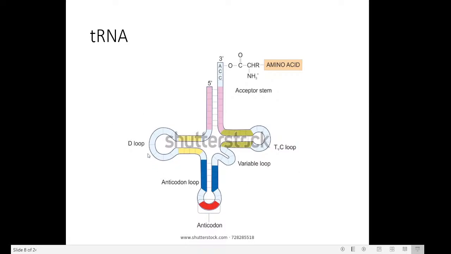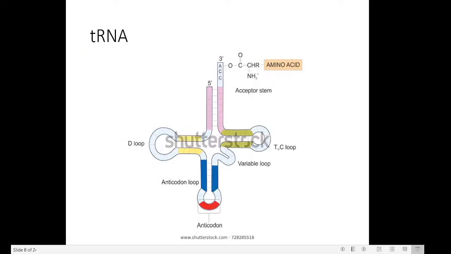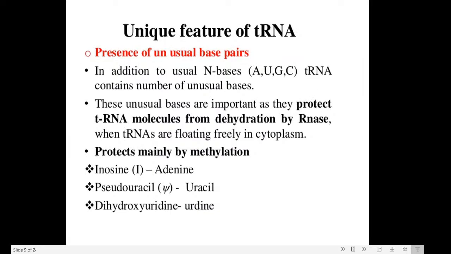Then our session continues with the D loop, then the 5' end. It has some unique natures. It contains a number of unusual bases, and these unusual bases protect the tRNA molecule from degradation, because the RNA may be degraded by RNases, so the extra bases help avoid denaturation. It is also protected by the methylation process. We want to stop the methylation, because the top having the amino acids has the methyl region, so we need to avoid it.